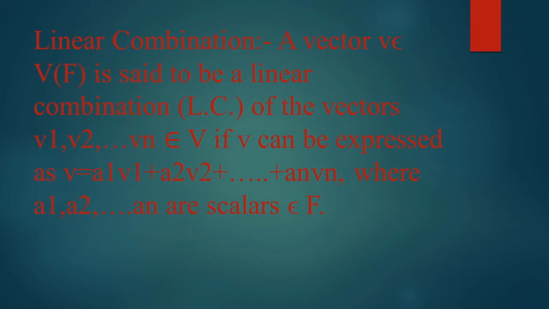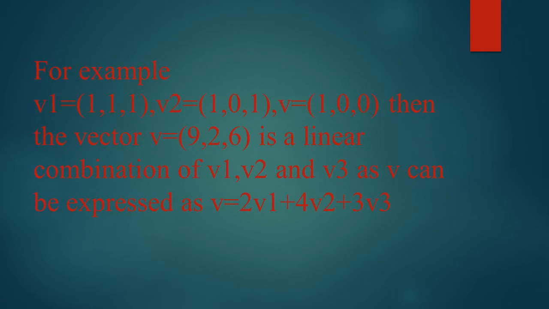We will see an example of the linear combination. For example, if we take v1 as (1,1,1), v2 as (1,0,1) and v3 as (1,0,0), then the vector v = (9,2,6) is a linear combination of the vectors v1, v2 and v3, as v can be expressed as v = 2 times v1 + 4 times v2 + 3 times v3. So the vector (9,2,6) can be written in the form of v1, v2, v3. Therefore, this v is a linear combination of the vectors v1, v2 and v3.